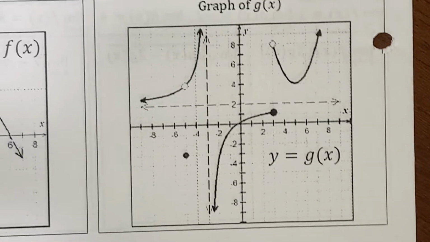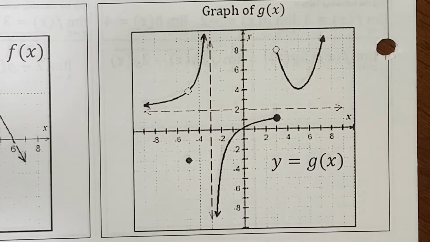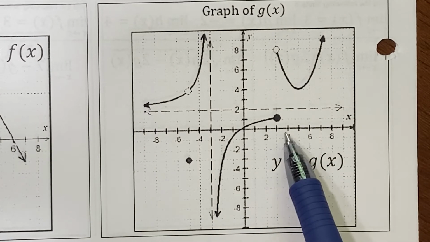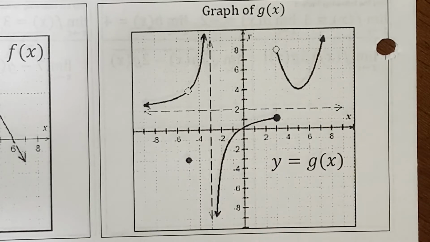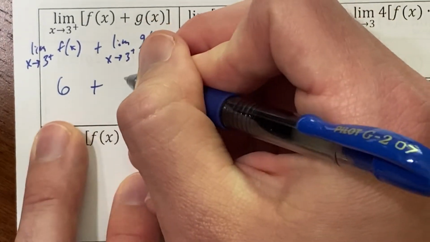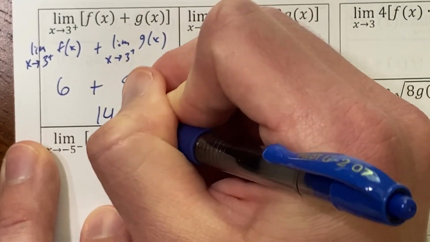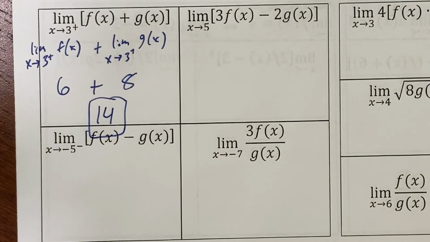So I'm going to look at this graph, g of x. As we're approaching 3 from the right, it looks like it's getting closer and closer to 8. Okay, so we're getting closer and closer to 8 there. 6 plus 8 is 14. Okay.